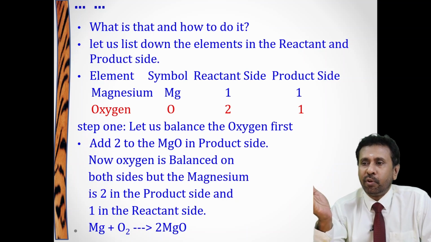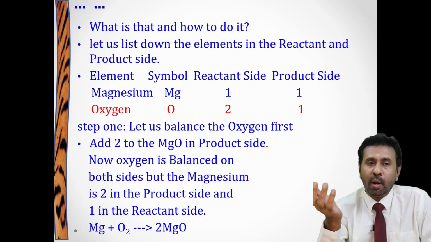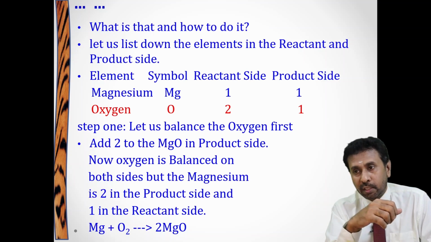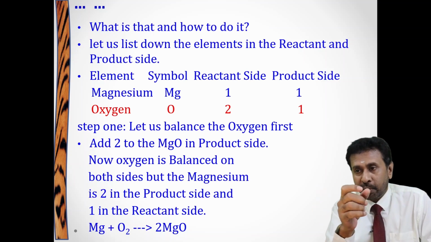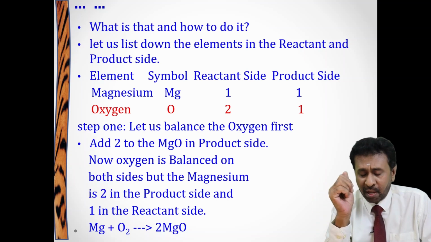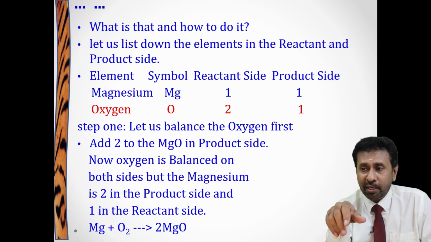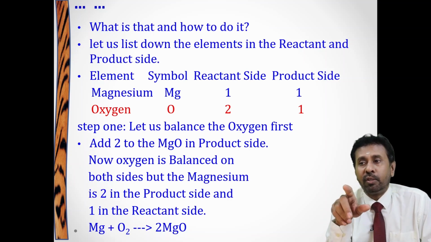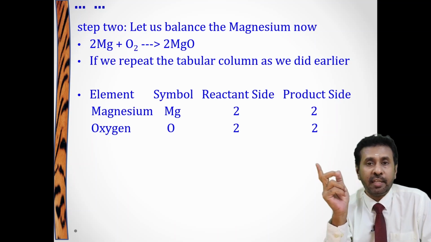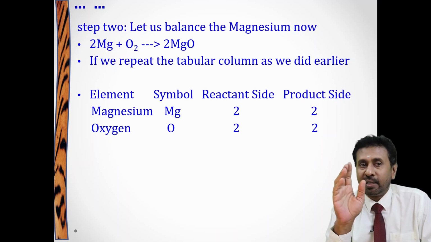Add 2 to MgO in the product side. When you do that, oxygen is balanced. Now we find 2 oxygen in the reactant side and in the product side also, but there is a problem with the magnesium itself, because magnesium is now 2 in the product side but 1 in the reactant side. So all you need to do is add a 2 to magnesium in the reactant side. Now you have 2 magnesium and 2 oxygen in the reactant side, and 2 magnesium and 2 oxygen in the product side. Now it's equal. It's as simple as that.